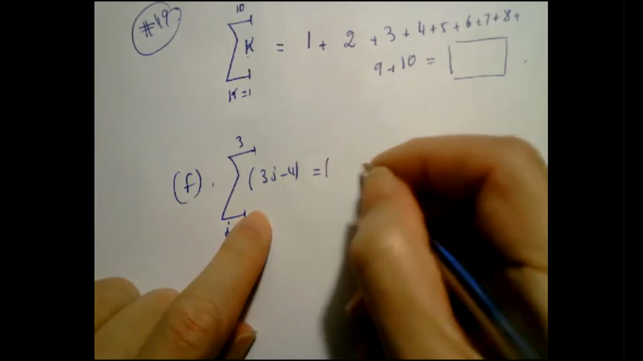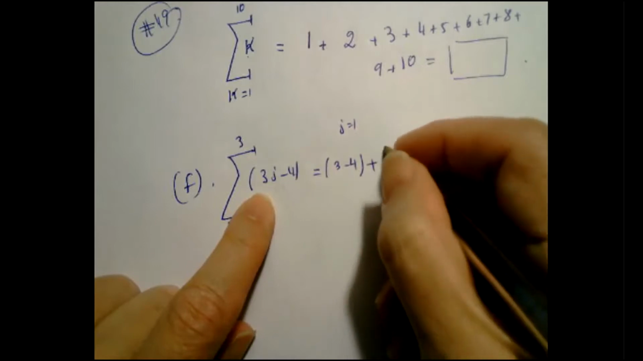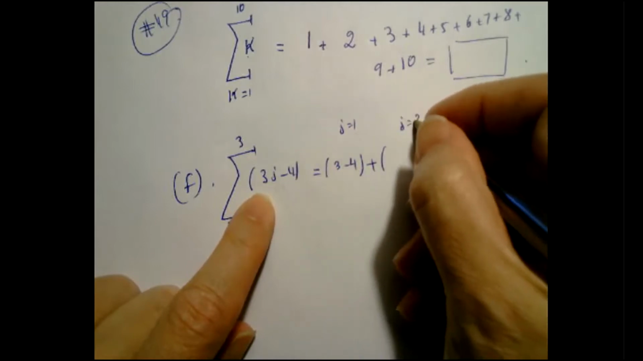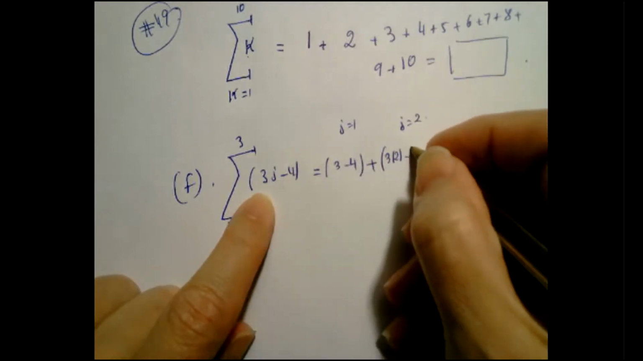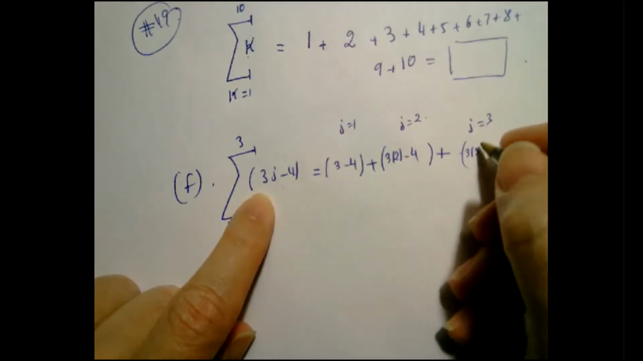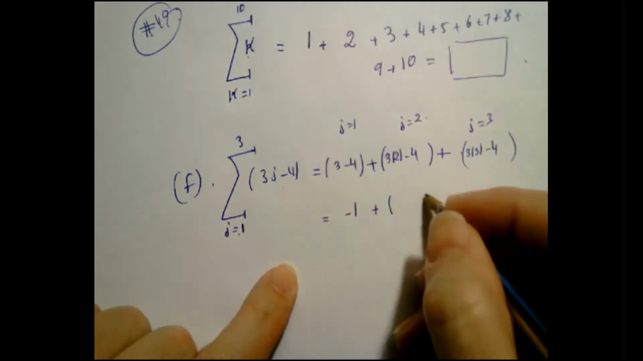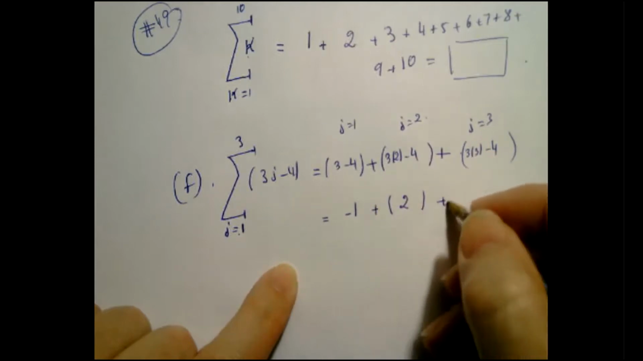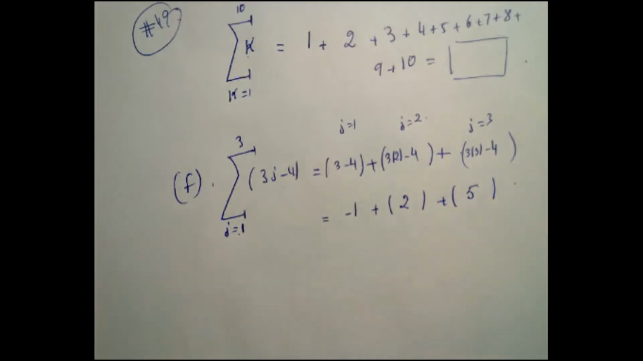So I will get here for j equal to 1, 3 minus 4, plus j equal to 2, I will have 3 times 2, 6. I'll get 3 times 2 minus 4. And then j equal to 3, I get 3 times 3 minus 4. So finally, I'll get minus 1 plus 6 minus 4 plus 9 minus 4, which gives me a 5. All right? And everything along those lines later on. So one more, and I definitely have to stop.